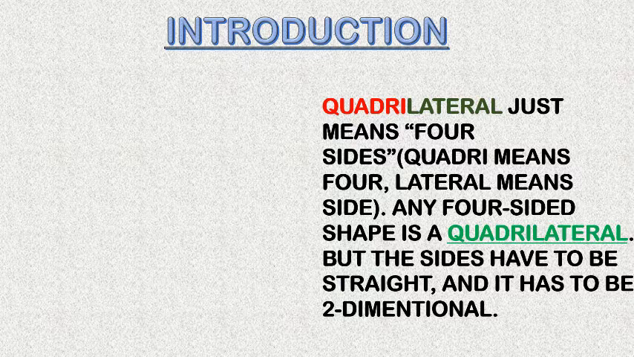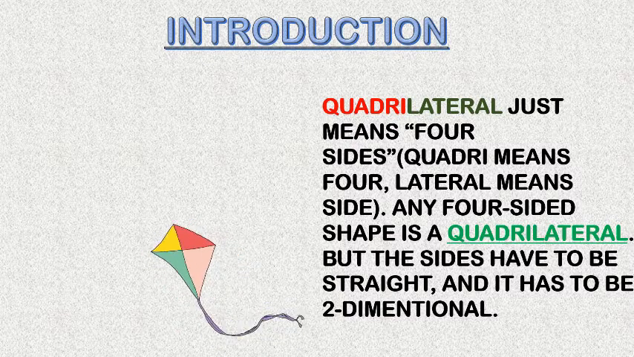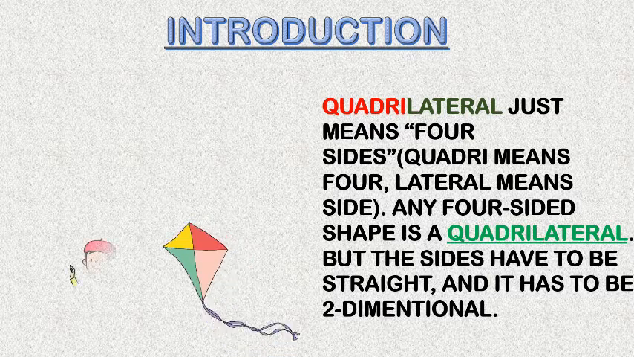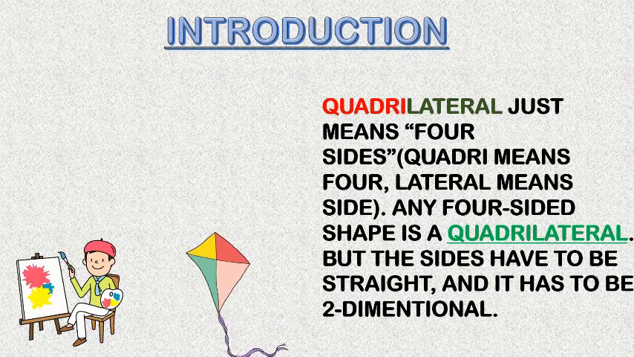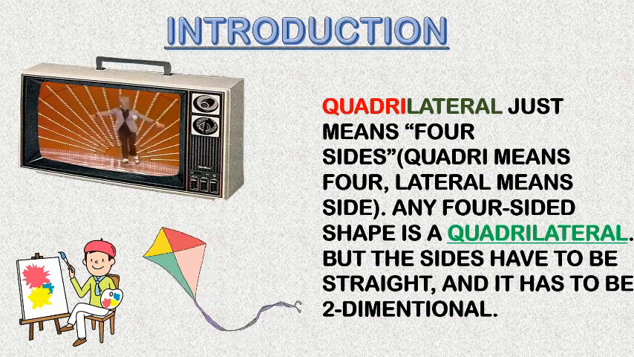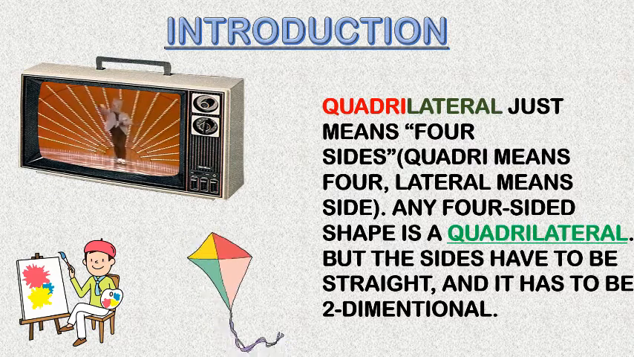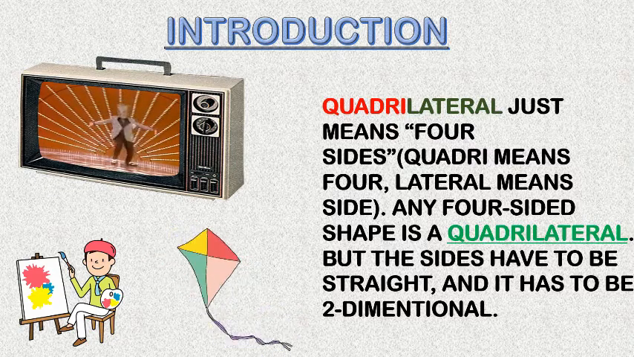Let's see a few examples from our real life. As you can see here, a kite, which has four sides, a canvas which has four sides, and of course a TV which also has four sides. These are some examples of quadrilaterals.